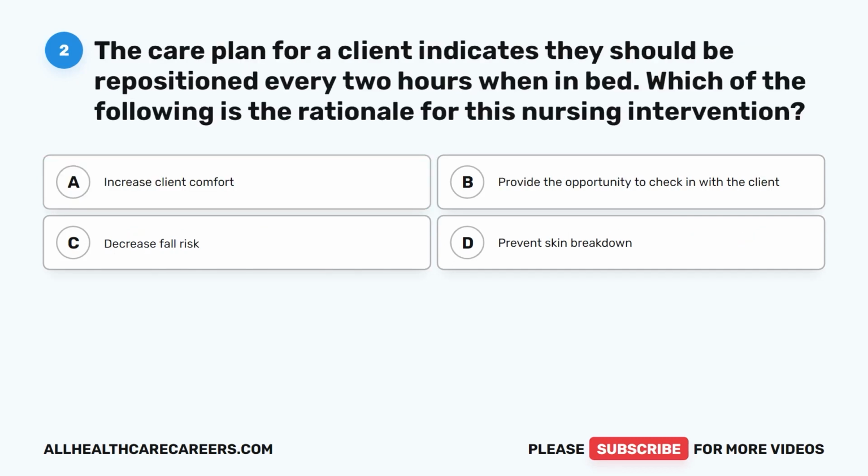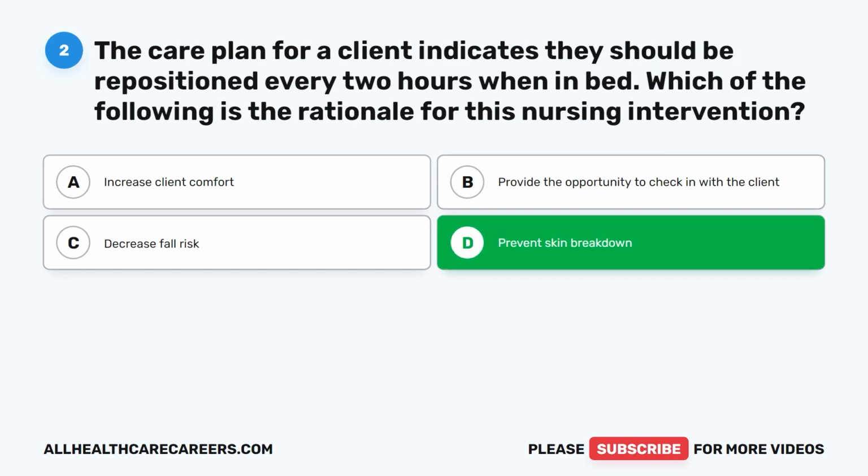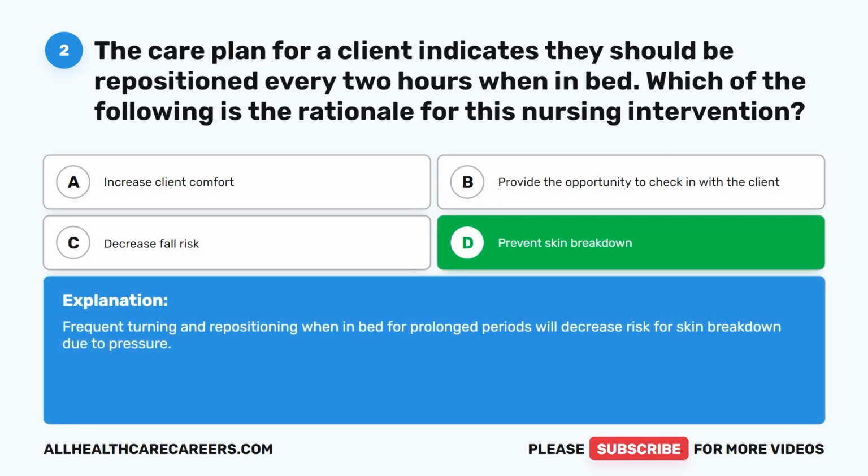Question 2. The care plan for a client indicates they should be repositioned every 2 hours when in bed. Which of the following is the rationale for this nursing intervention? A. Increase client comfort. B. Provide the opportunity to check in with the client. C. Decrease fall risk. D. Prevent skin breakdown. The correct answer is D. Prevent skin breakdown. Frequent turning and repositioning when in bed for prolonged periods will decrease risks for skin breakdown due to pressure.